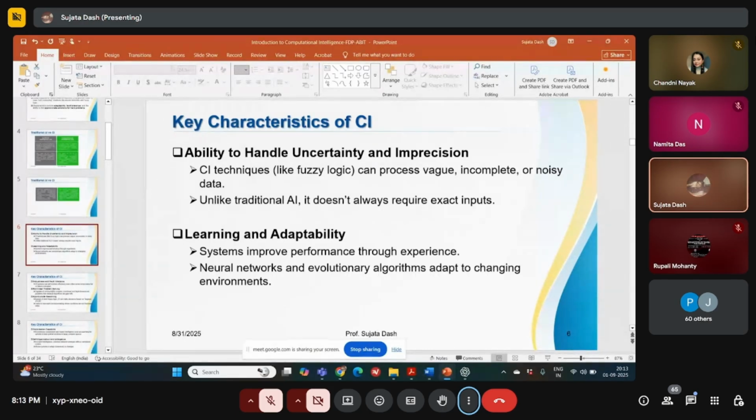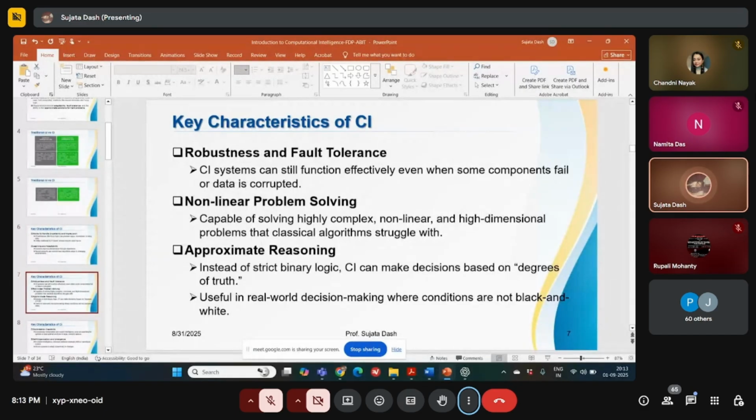Then next is robustness and fault tolerance. This characteristic means the CI system can still function effectively even when some components fail or the data is corrupted. This is one of the biggest strengths of CI, its ability to keep working even when things go wrong.